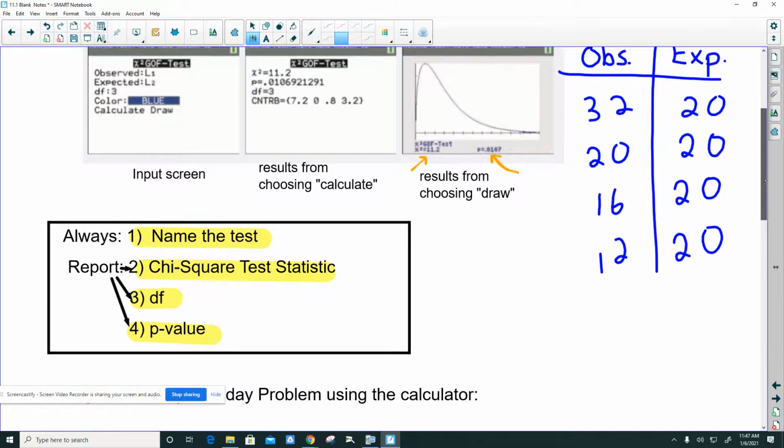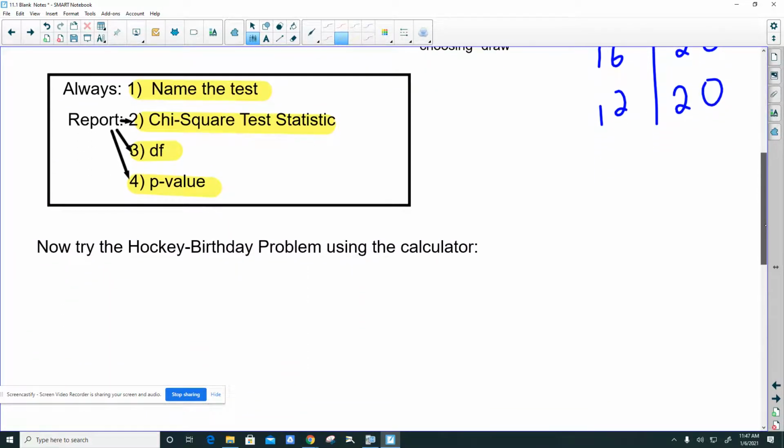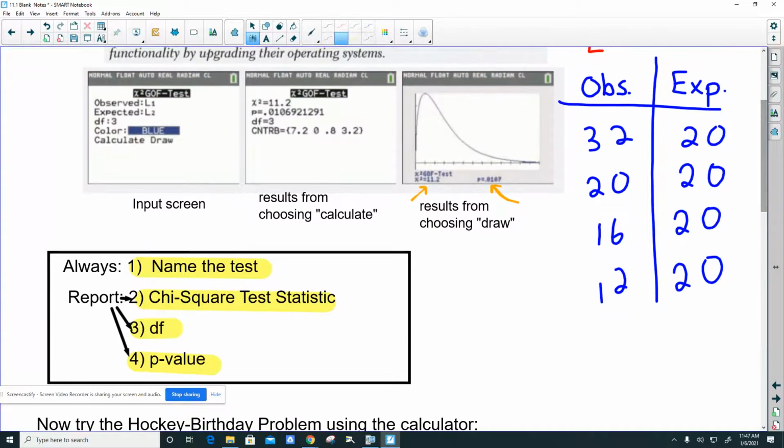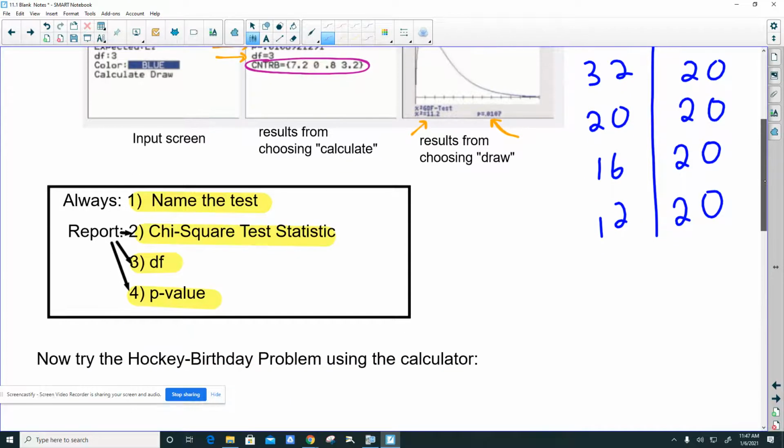Okay, I have highlighted in this box here that you always want to make sure that you are essentially reporting all of the values that are displayed on the screen. And so again, if you look at this middle screen here, I would always report the chi-squared value, the p-value, and the degrees of freedom. Now we're going to talk in just a moment about what this piece of information is right here, that CNTRB, that is short for contribution.